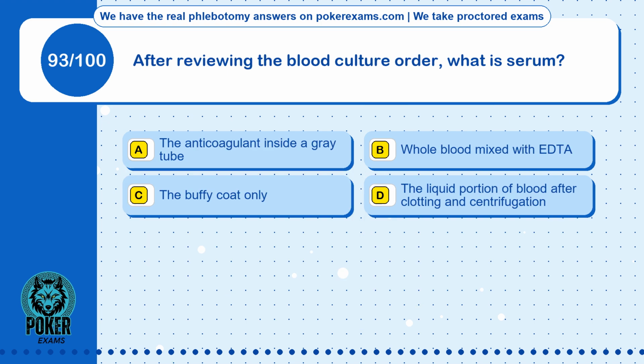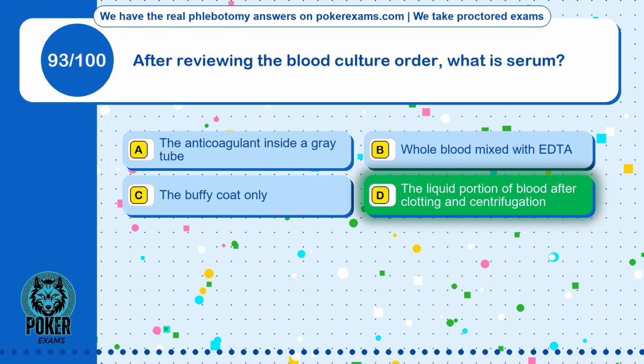Question 93. After reviewing the blood culture order, what is serum? Option A. The anticoagulant inside a gray tube. Option B, whole blood mixed with EDTA. Option C. The buffy coat only. Option D. The liquid portion of blood after clotting and centrifugation.